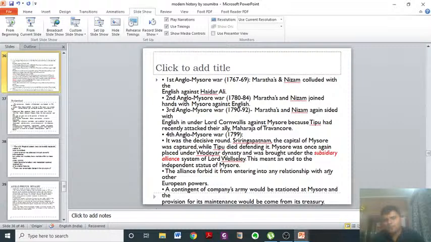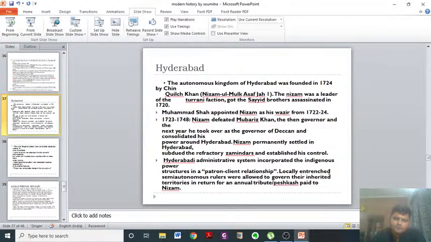What had happened? Hyderabad became a successor state under Asaf Jah I, and the Nizam of Hyderabad has been a very dilly-dallying player. He first aligned with the Marathas to defeat the British, and then he aligned with the English to defeat Mysore because Mysore had imperialist ambition under Tipu Sultan. And then after everyone was defeated, Nizam was the first to accept the subsidiary alliance.